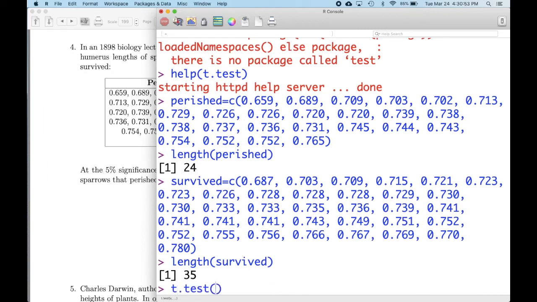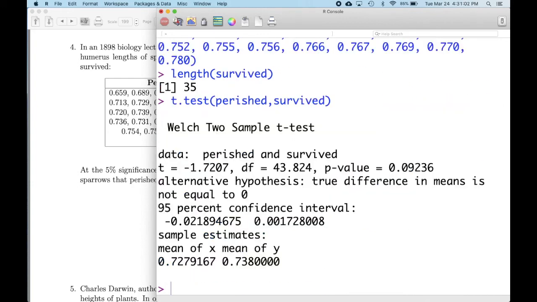Then we're going to run the t-test. It's going to be the non-pooled t-test with the data perished and survived. Again, it spits out this amazing array of information. It gives us our test statistic, our degrees of freedom, our p-value, the 95% confidence interval, and the means of each of the data sets. Since our p-value was larger than 0.05, we did not reject the null hypothesis for number 4. That's really all we need to do. That's how we run the t-test and how we do all these chapter 10 problems.